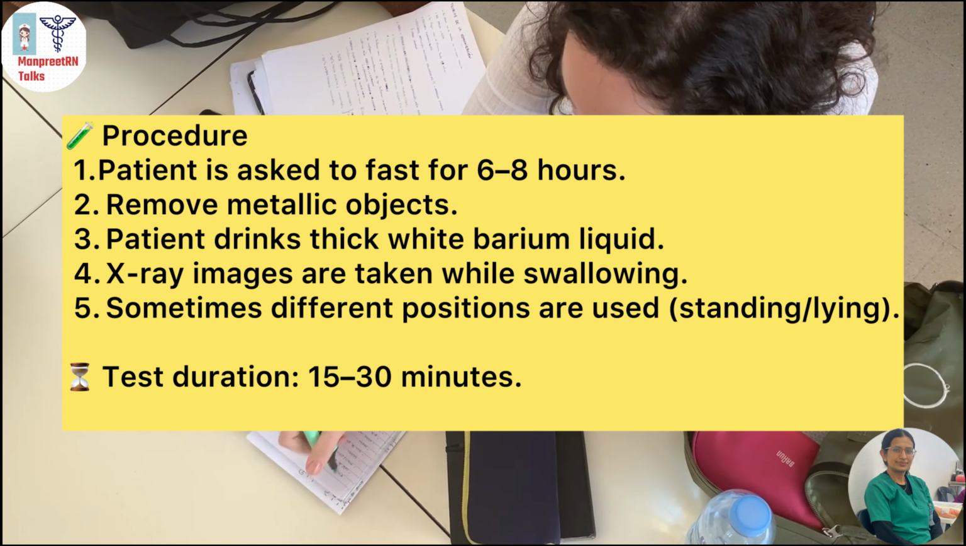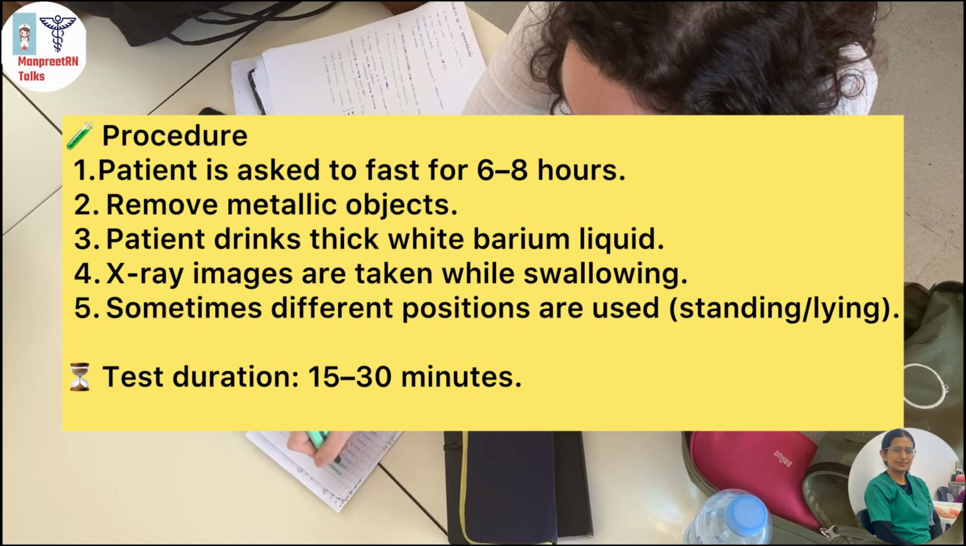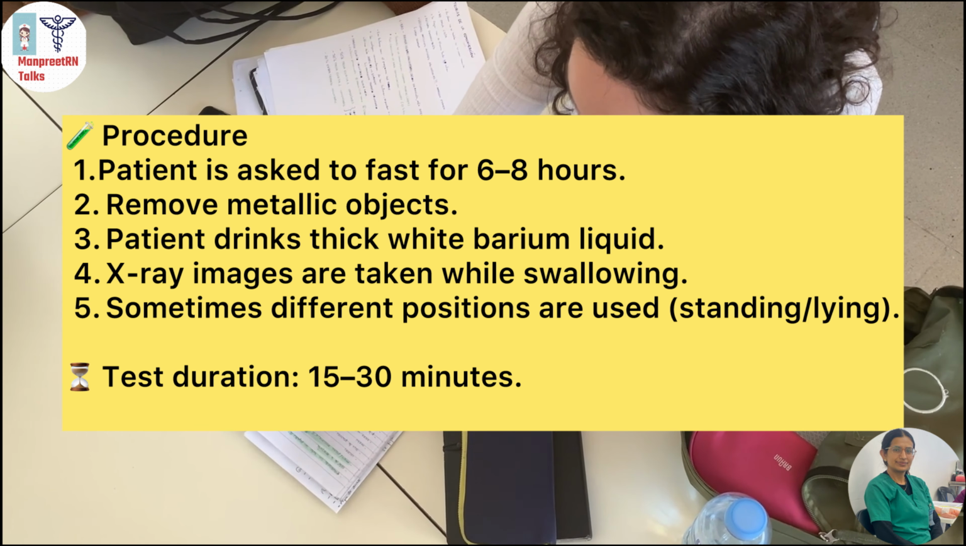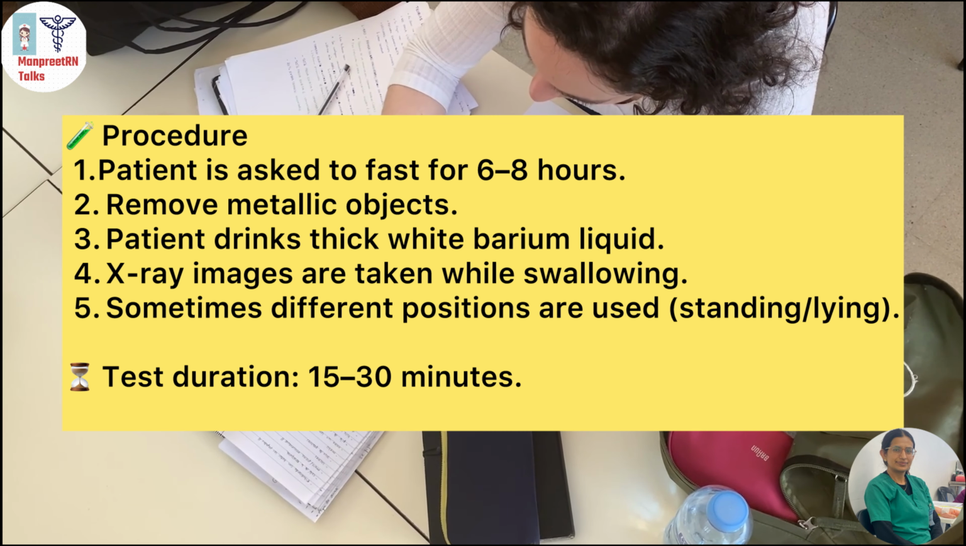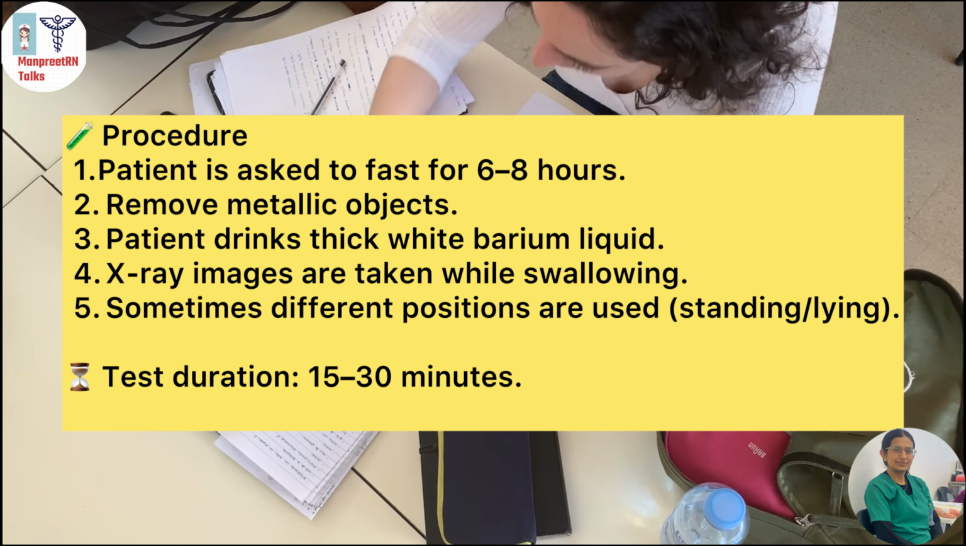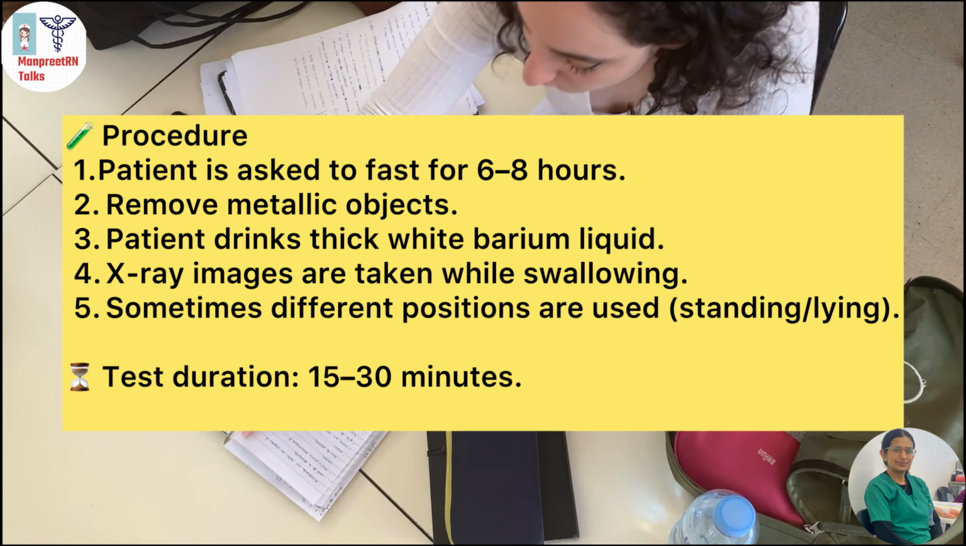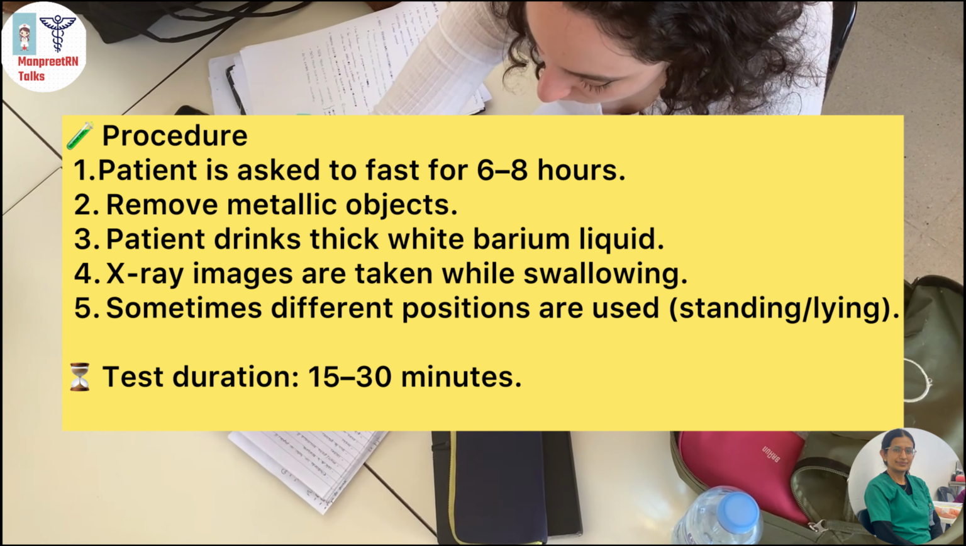So next is how the test is done. Basically the patient drinks a chalky white liquid that is barium sulfate, and after that X-ray images are taken while the patient is swallowing, and barium basically coats the GI lining, so it makes the organ more visible on the X-ray.